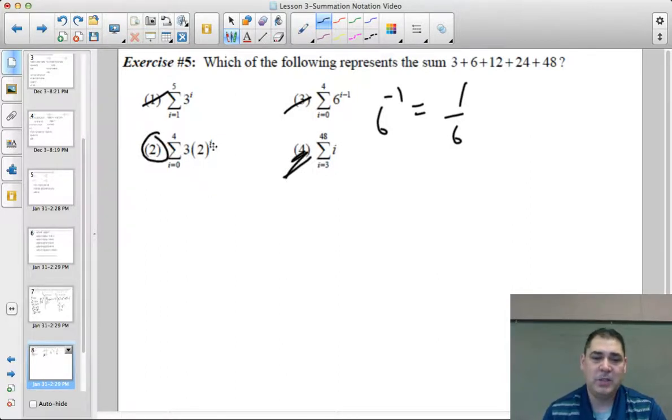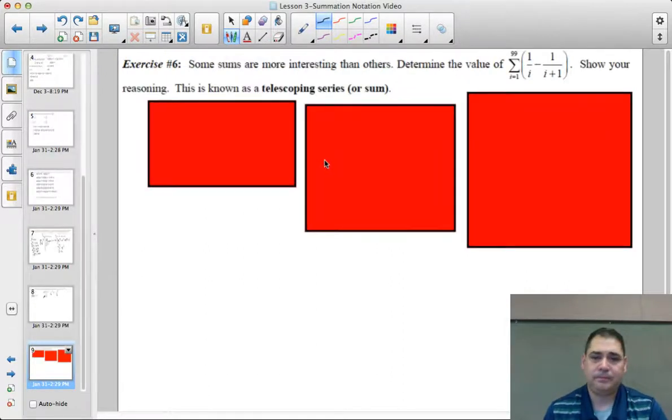Let's see if it works. Put 0 in. 2 to the 0 is 1. 1 times 3 is 3. Put 1 in. 2 to the 1st is 2. 2 times 3 is 6. Let's put 2 in. 2 to the second is 4. 4 times 3 is 12, so that works out. Just use process of elimination for that one.